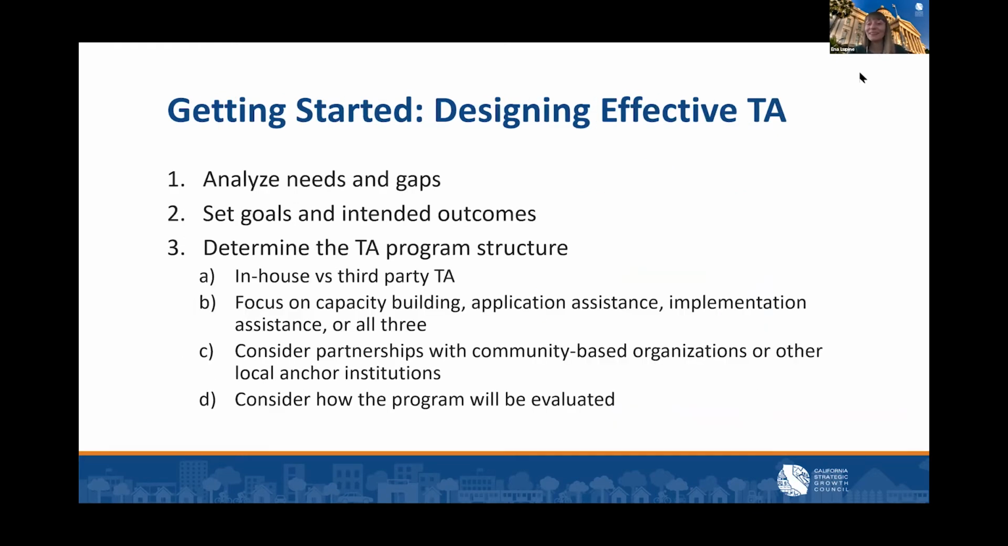So the next section is on getting started and designing an effective technical assistance program. And we have 3 steps that we developed to do this. The first is analyzing needs and gaps. This one is really important as you're thinking about what kind of TA you would like to provide?